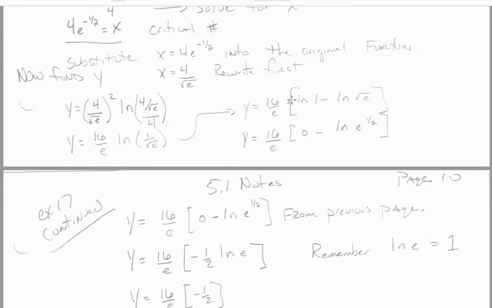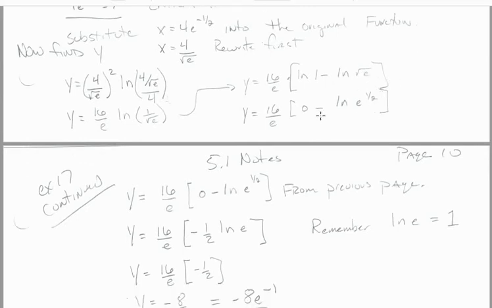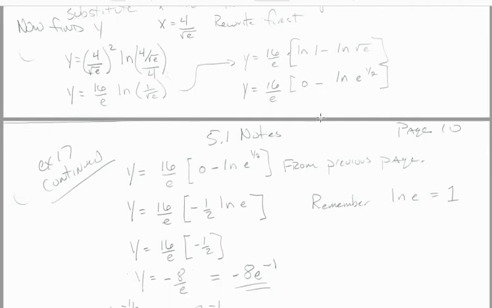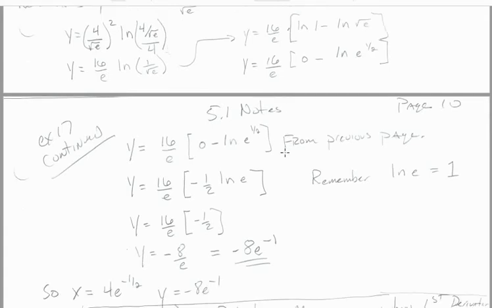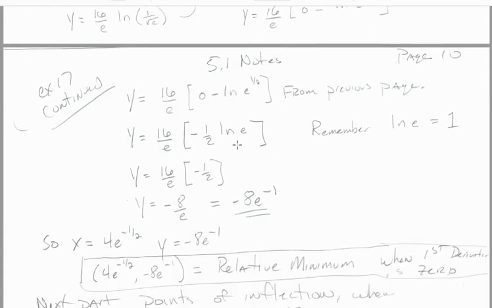I rewrite natural log of 1 over square root of e as natural log of 1 minus natural log of square root of e, using the log properties of division. So we have 16 over e in front multiplied by natural log of 1 minus natural log of square root of e. Natural log of 1 is 0, so that term is going to go away. And then we have natural log of e to the 1/2. You're going to be able to put that in your calculator, and we're actually going to get a numerical value here.